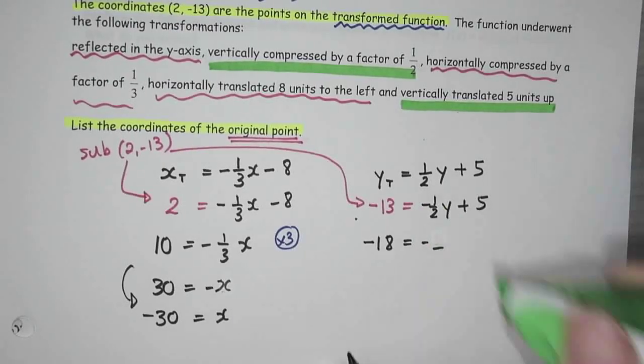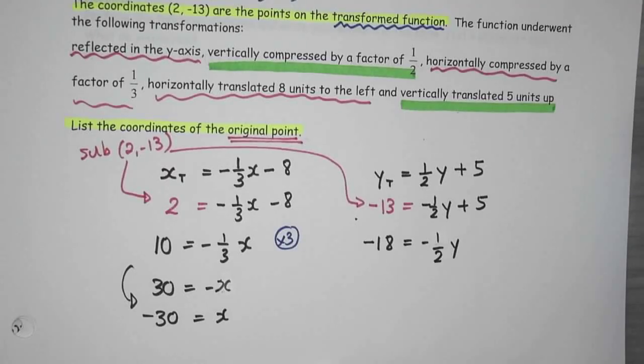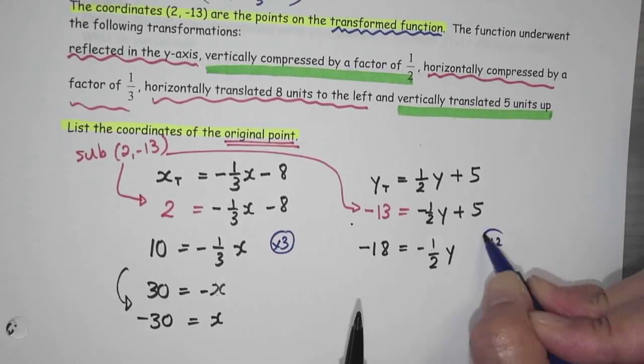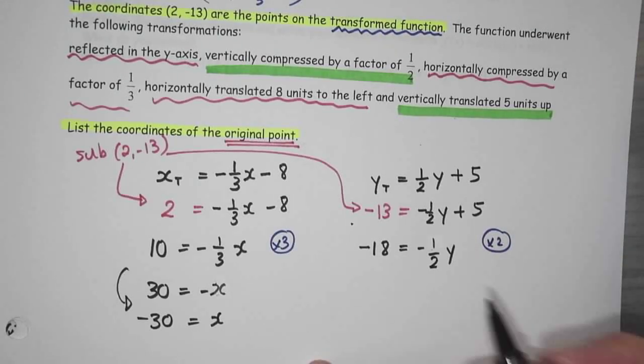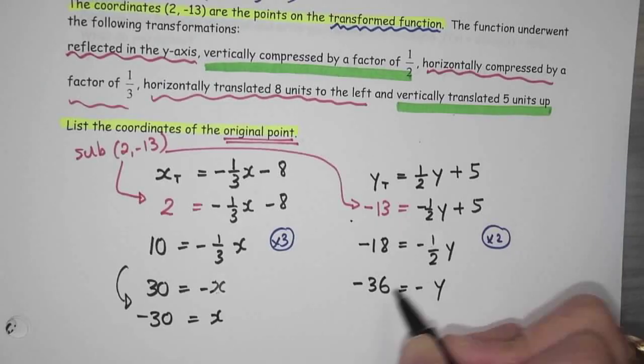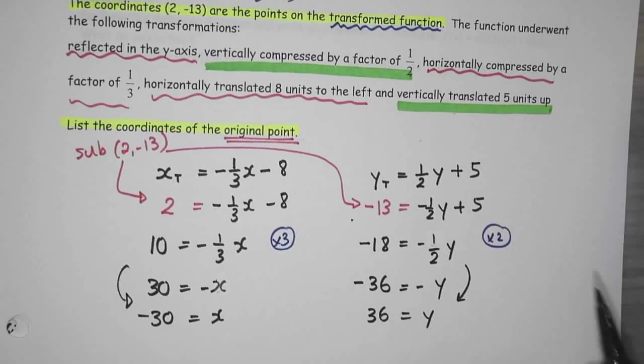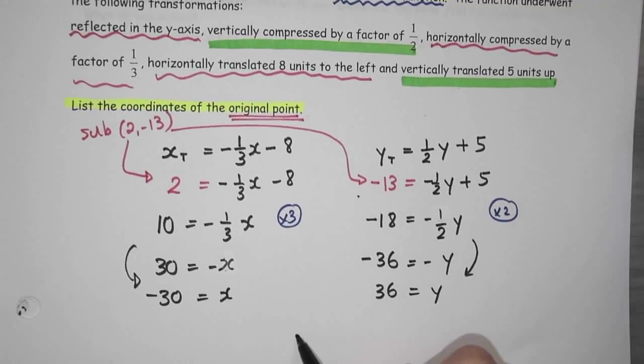Oh, I keep writing funny things. Bring that, so it's -18. Multiply both sides by 2. So we'll get -36 equals -y, and then divide both sides by negative, so 36 equals y. And yep, if you can go a little faster, you can go faster. So therefore, my point would be -30.